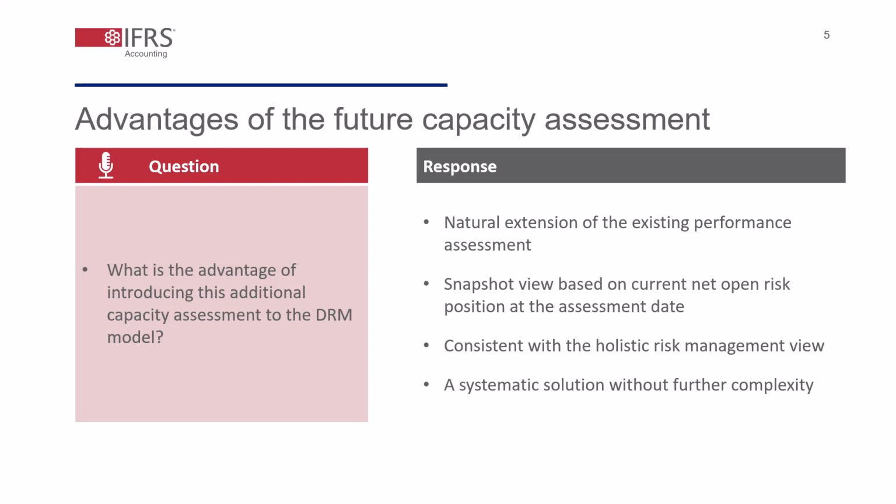B. Secondly, it's consistent with the holistic risk management view on which the DRM model is based, as there is no need to identify which or how much of the individual underlying items were designated for risk mitigation purposes in prior periods. And C, in addition, it provides a systematic solution to ensure that the DRM adjustment in the statement of financial position is being used for providing the appropriate economic offset, and any excess amount is recognized immediately.